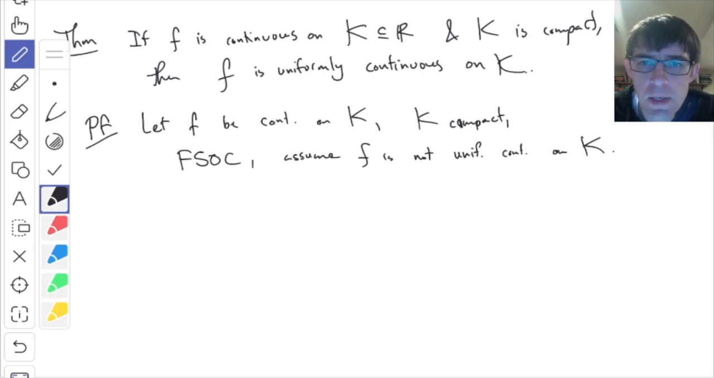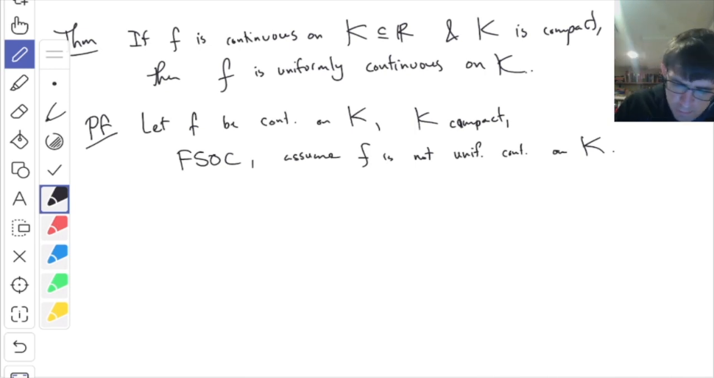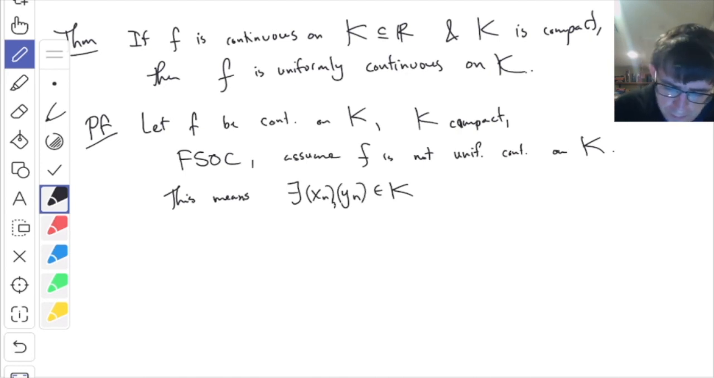We were doing this in examples last time. Not uniformly continuous means it's like you have two sequences, x's and y's, so that the x's and y's get close together, but when you plug them into the function, f of x's and f of y's, they stay apart. So not uniformly continuous, this means, we did several examples of this last time, I know it was a while ago. There exist sequences xn and yn, so these are two sequences of points in K.